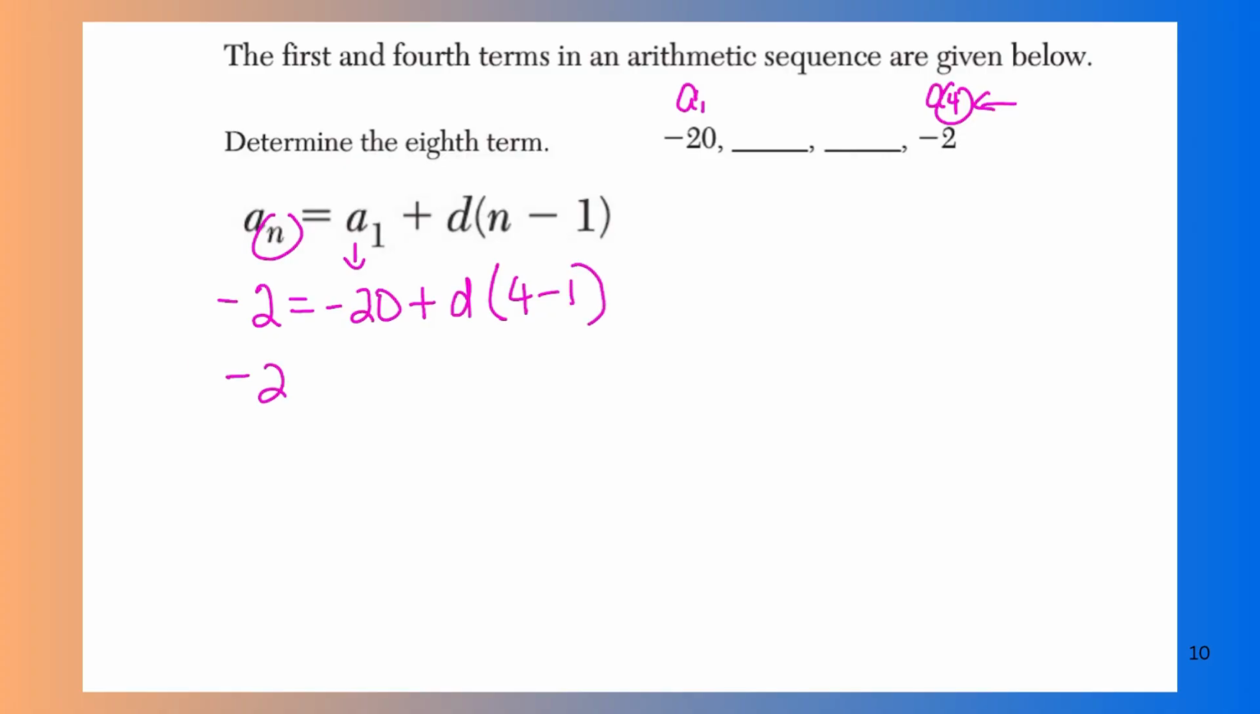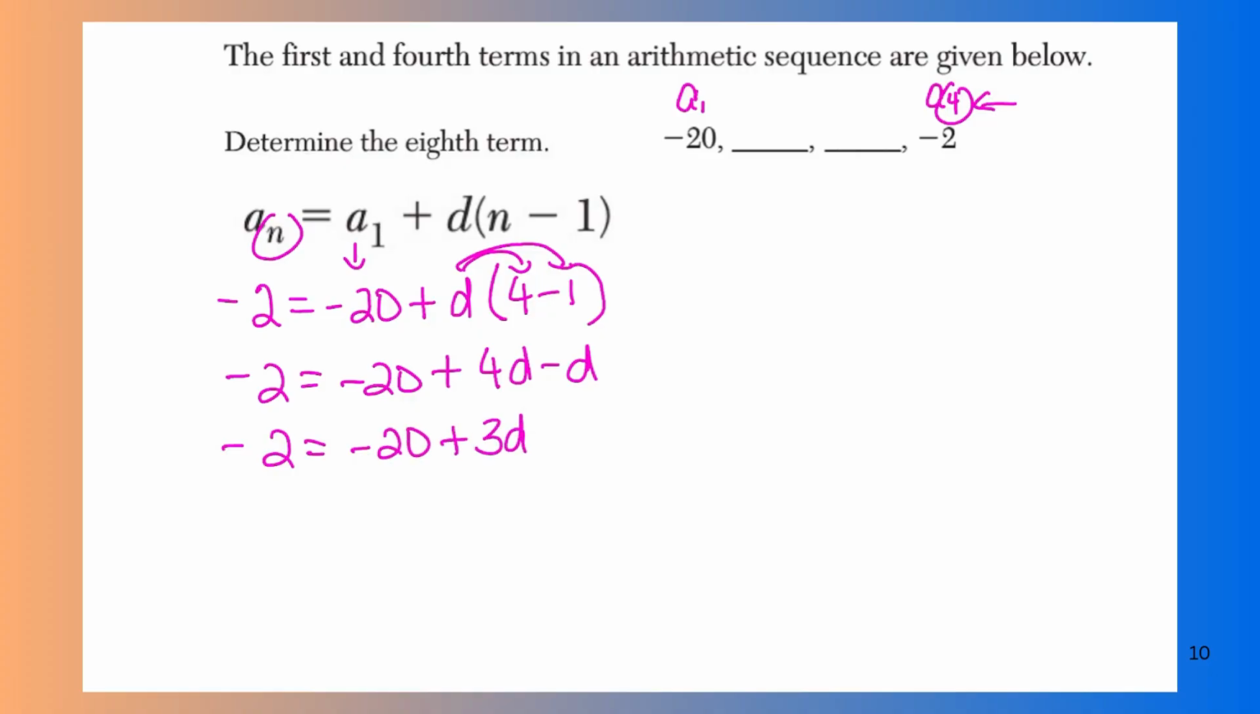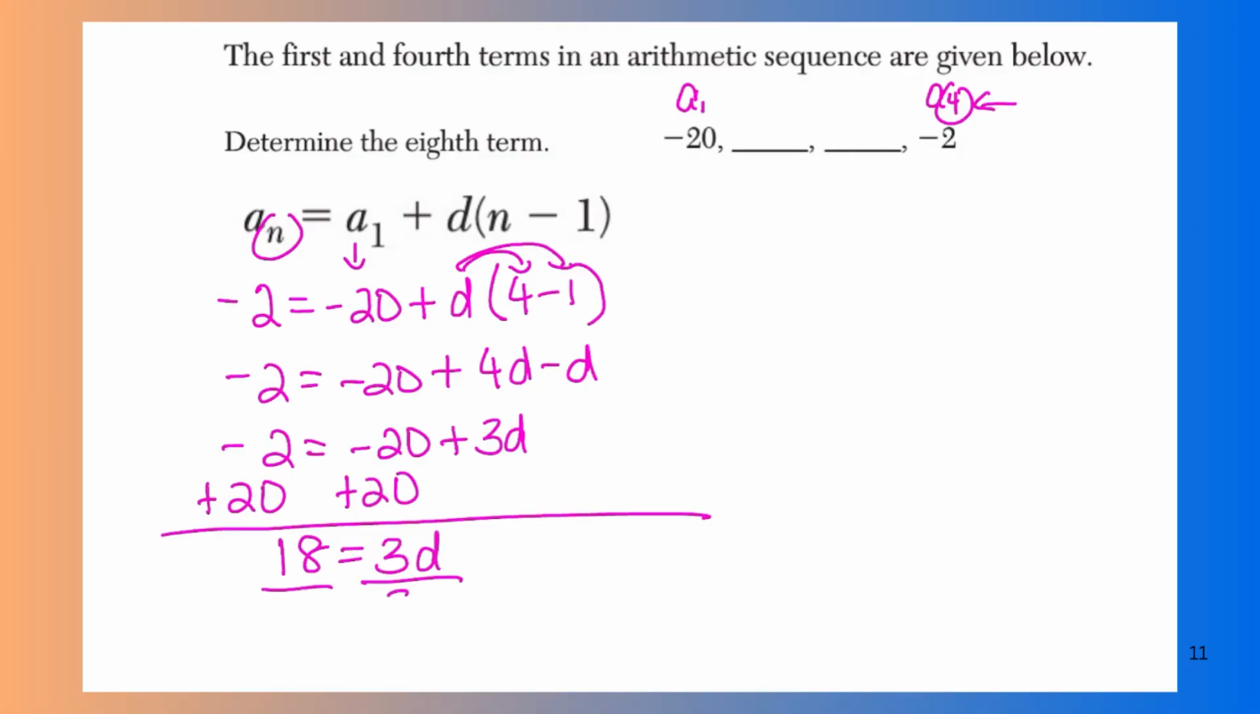Now I can just solve this equation. So I can say -20 plus, I'm going to distribute this D to the parentheses. So I'm going to get 4D minus D. Now when I combine like terms on the right side, I get 3D. To get D by itself, I'm going to do inverse operation. So I'm going to add 20 to both sides. That's going to give me 18 equals 3D. And then to get D by itself, I'm dividing by 3. And I get D equals 6, which of course we had before. So just another way to get your common difference a little more formally.